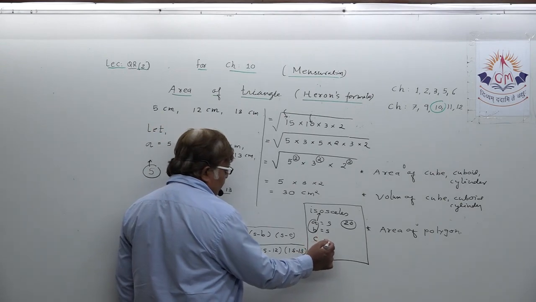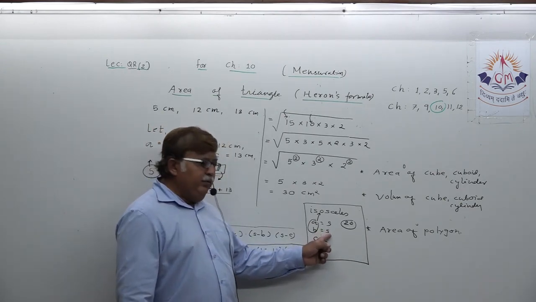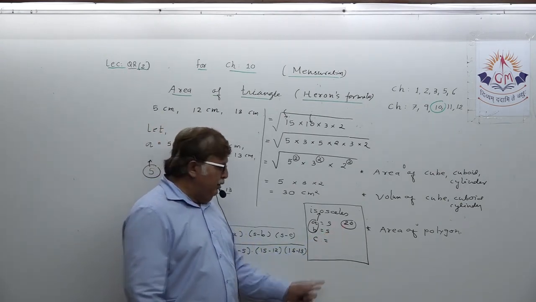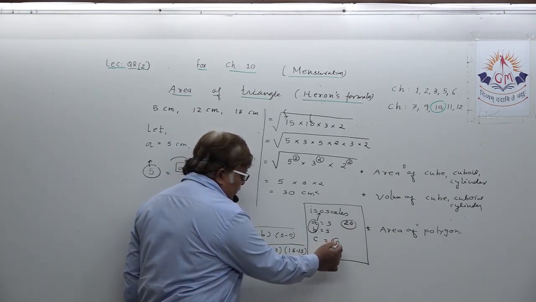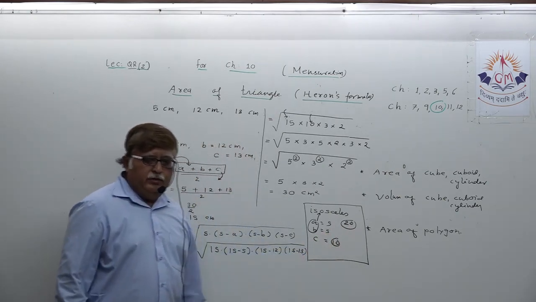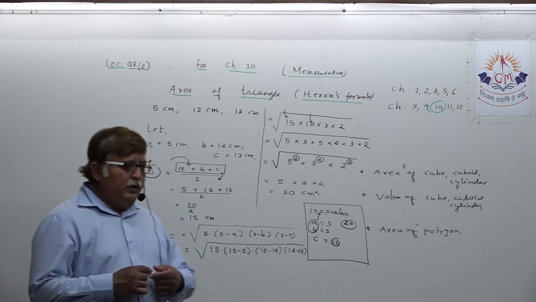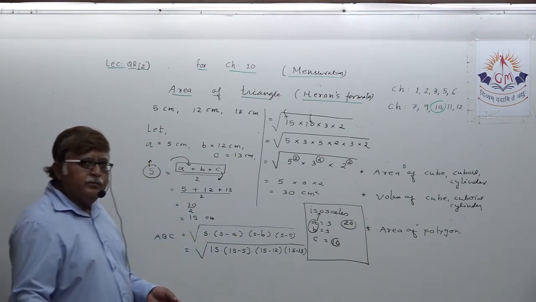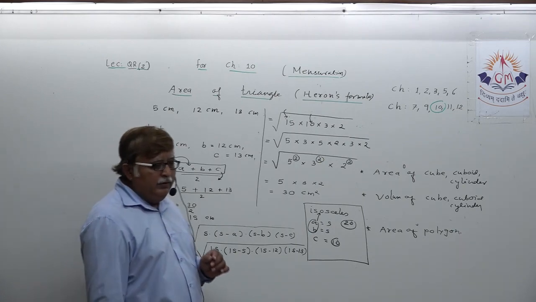So are you able to guess the third side? 5 plus 5, 10. 20 minus 10. Third side you got 10. After you got the third side, you are able to find area quite easily. Now remember one thing.